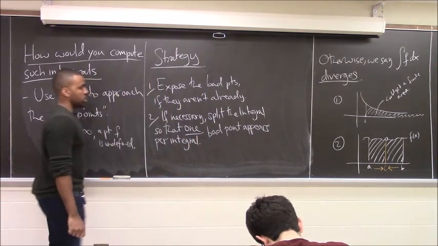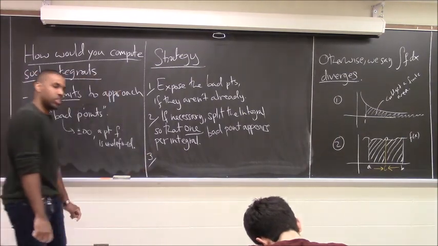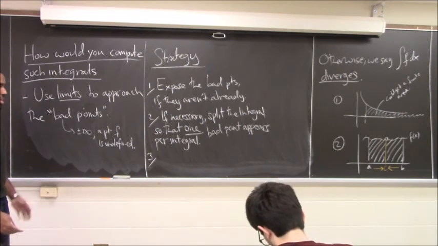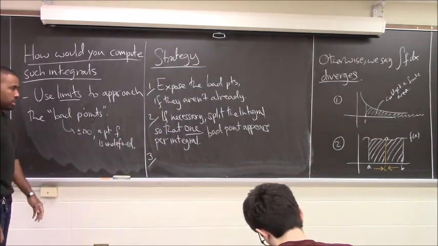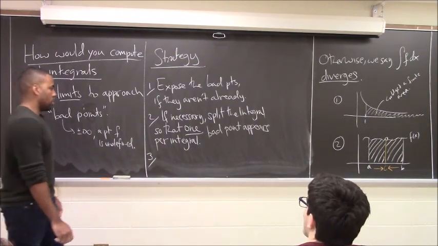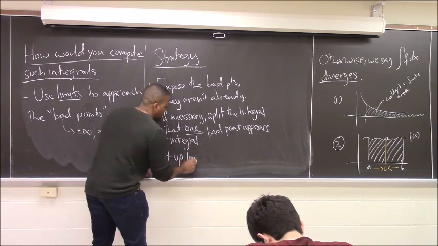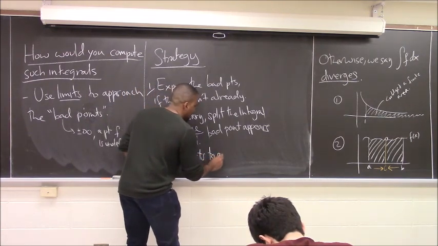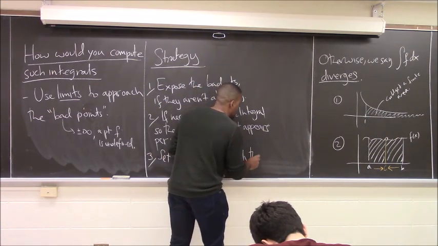We'll have to deal with these situations one at a time, just to get the theory to work out, for the Riemann sums to work out. Dealing with two undefined points from both ends at the same time is kind of complicated, so we want to isolate the bad points. Three, set up limits to approach the bad points. I'll show you what this looks like in practice.